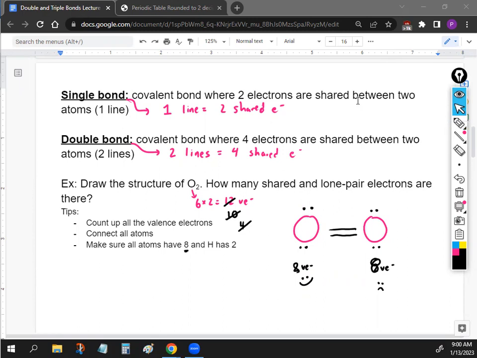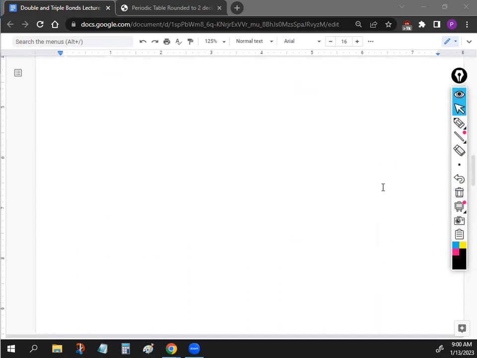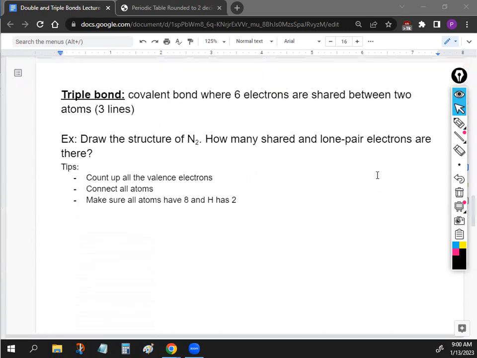Okay. All right, so we'll go now to the next bond, which you guys already saw is a triple bond. And so if single is 1 line, double is 2 lines, what do you think triple is? 3. Wow. Yeah, 3 lines. So triple bond is 3 lines. Okay, and that's going to be equal to 6 shared electrons. Okay. So I think you guys get the general gist of it.